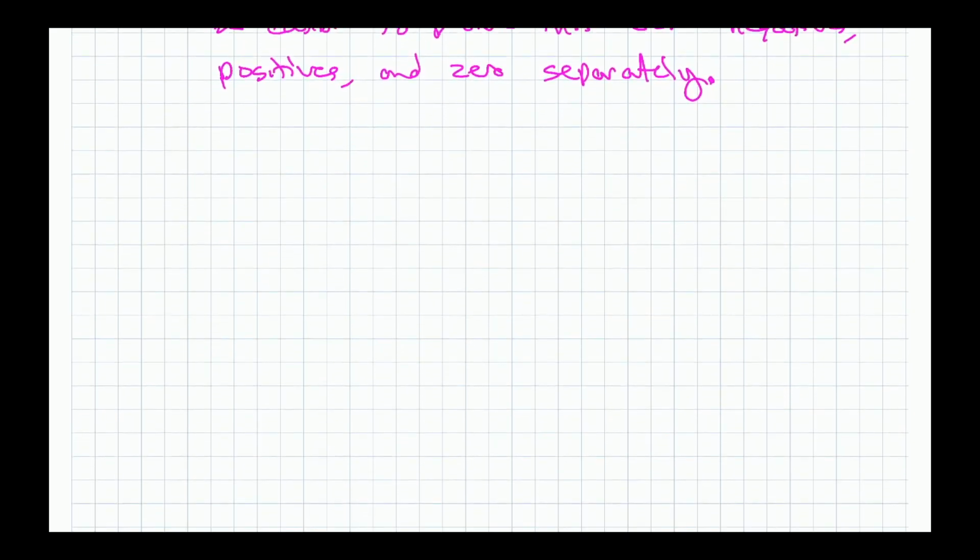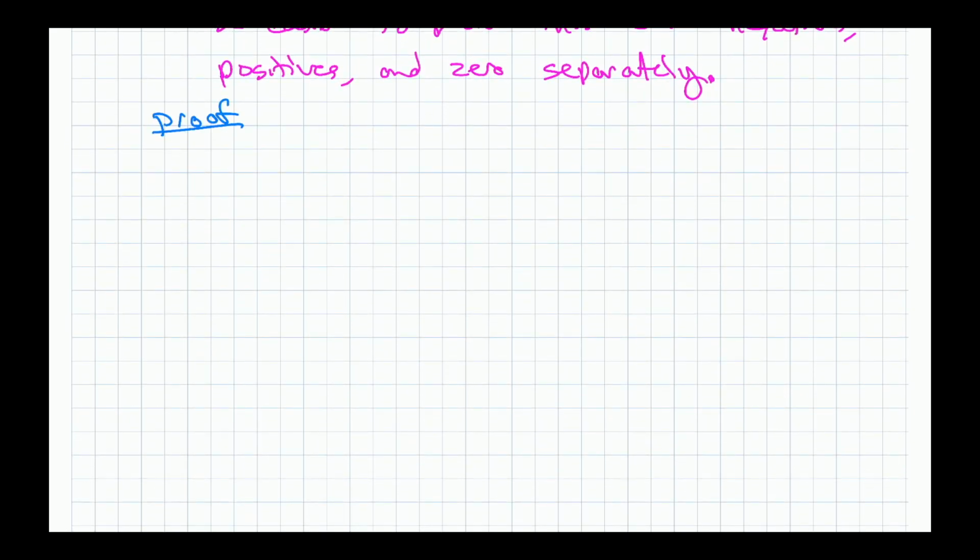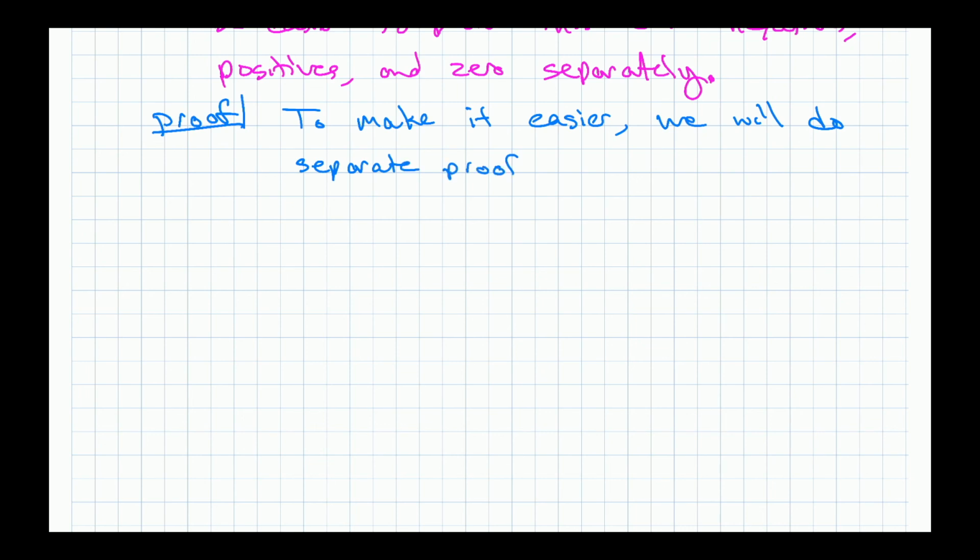So, proof. To make it easier, actually, it might not even be possible. We haven't even thought about it, but I'll say to make it easier, we will do separate proofs for n greater than 0, n less than 0, and n equals 0. All right. And those are our 3 cases.